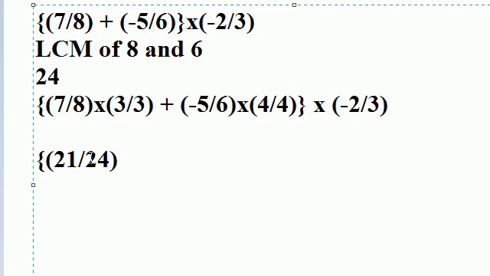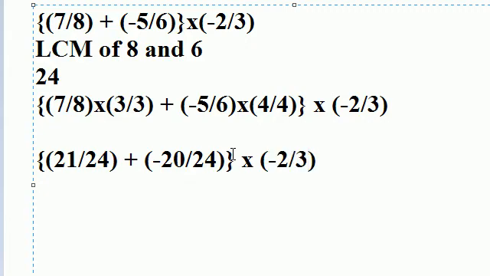Then we have a plus sign. After that we again have a case of multiplication. So numerator multiplied with numerator: minus 5 multiplied with 4 gives you minus 20, divided by denominator multiplied with denominator. 6 into 4 will give you 24. Let's close the bracket and write the content outside the bracket, that is minus 2 divided by 3.